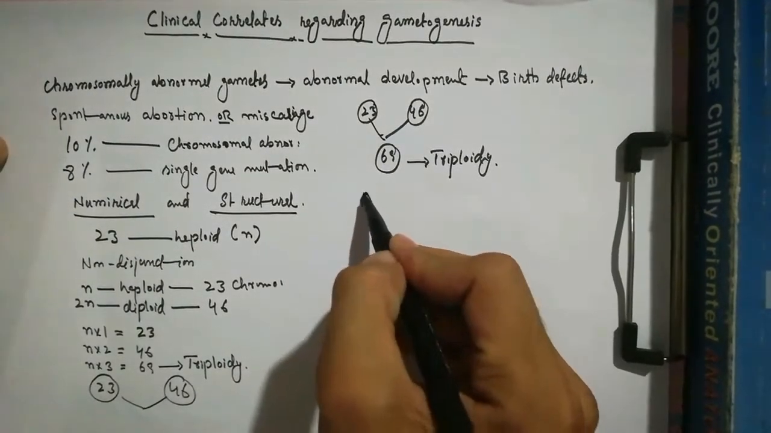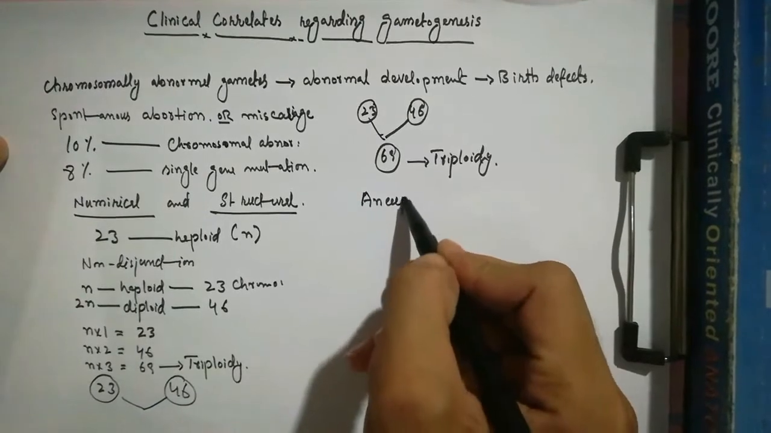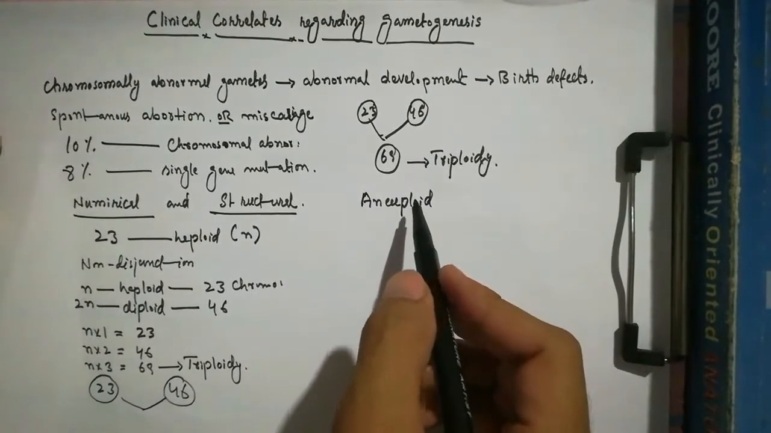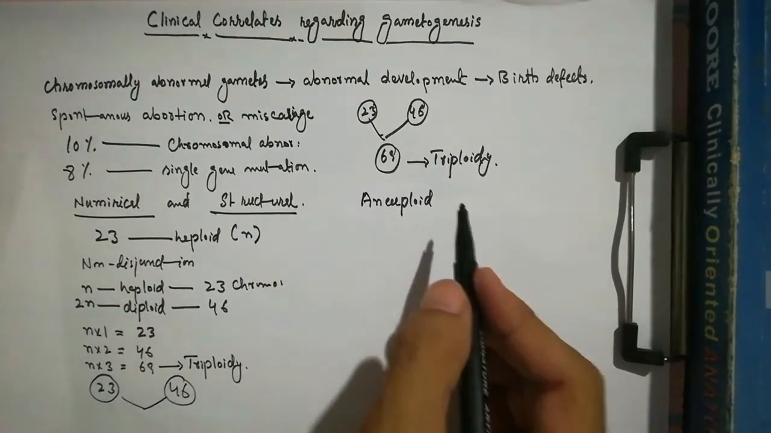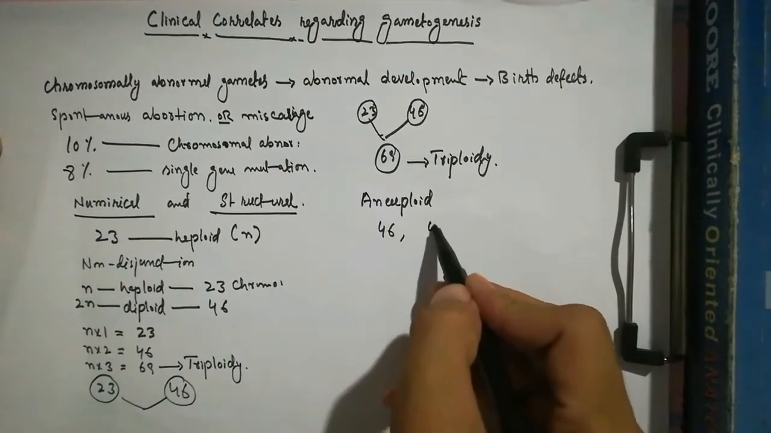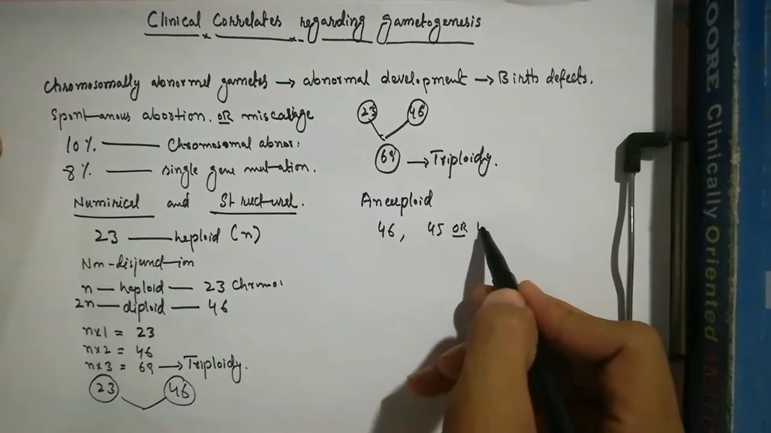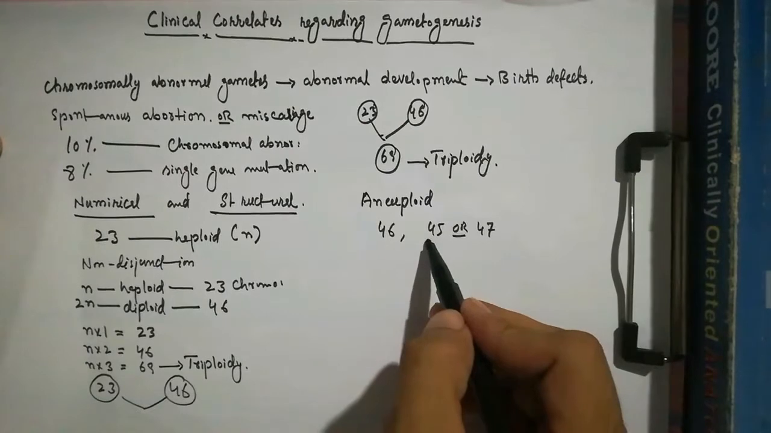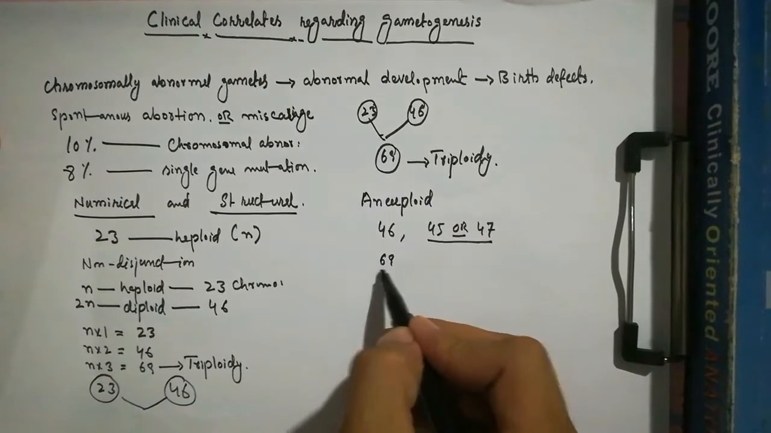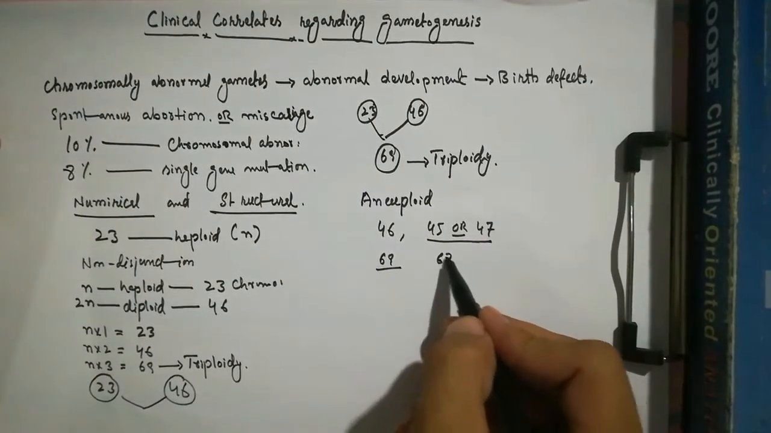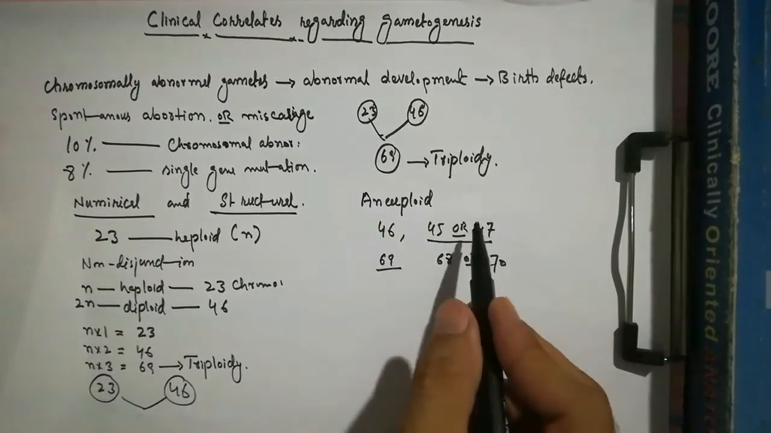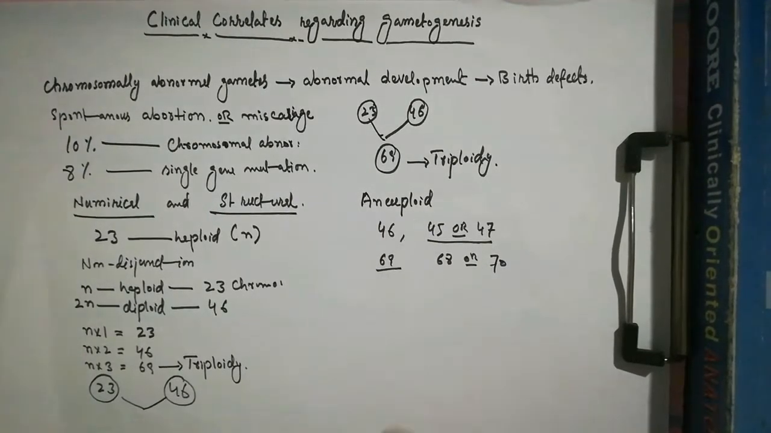Aneuploid is any chromosome number that is not euploid. Means if 46 is euploid, then 45 or 47, this chromosome number is aneuploid. Or if 69 is euploid, then 68 or 70, this is aneuploid. Means any chromosome number that is not euploid is aneuploid.